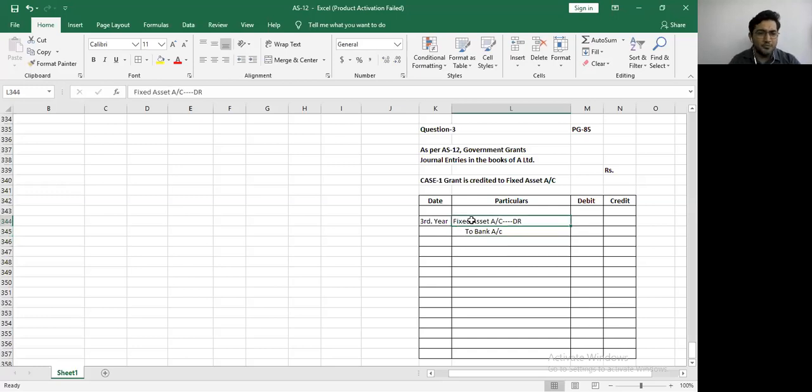What is the amount of refund in your question? 16 lakhs. Being government grant refunded. Put this properly in your solution.